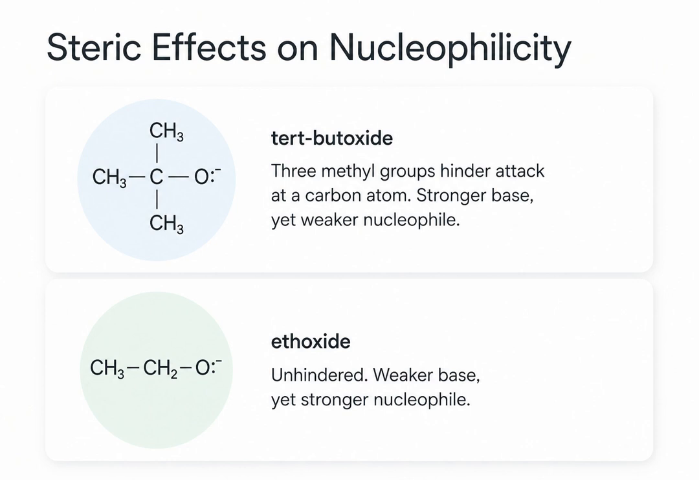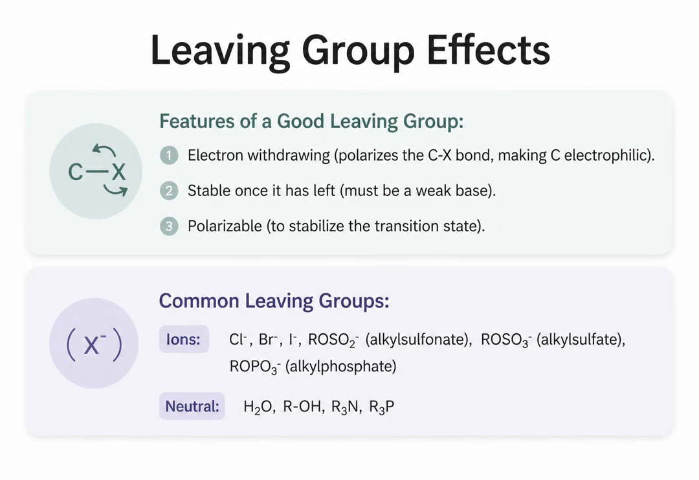Beyond electronic trends, we must consider steric effects, the physical size and bulk of the molecules. Because nucleophilicity requires the molecule to physically approach and attack a crowded carbon center, bulky groups severely hinder this process. Take tert-butoxide versus ethoxide. Tert-butoxide is a stronger base, but its 3 bulky methyl groups make it very difficult for the oxygen to reach an electrophilic carbon. Therefore, despite its basicity, tert-butoxide is a much weaker nucleophile than the streamlined, unhindered ethoxide ion.